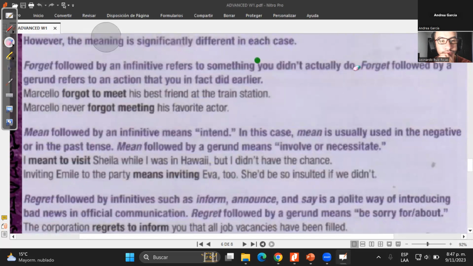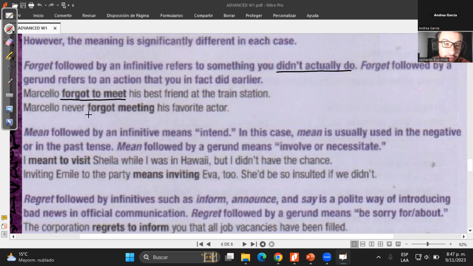Forget followed by an infinitive refers to something you didn't actually do. Forget followed by a gerund refers to an action that you in fact did earlier. Exactly. So when I have forget followed by an infinitive, for example, Marcelo forgot to meet his best friend at the train station, is an action that I didn't do because I forgot. I didn't do it, right? My God, I forgot to pay the rent, I forgot to do it. I didn't do it, right?